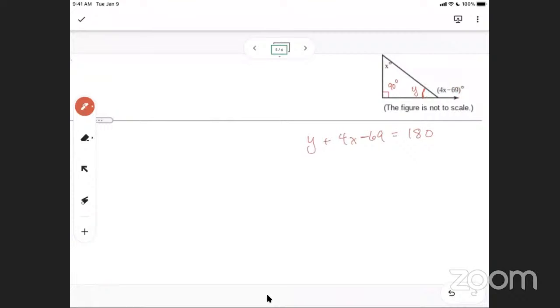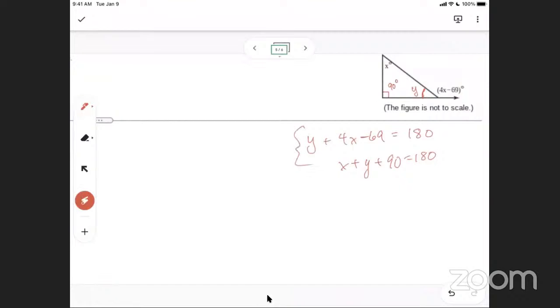Okay. Now, this is kind of a tricky problem. There's a couple ways you can do it. Do you remember in algebra when you did systems of equations? That's what ultimately you're going to have to do here. You could set this equation up, and then you could set up another equation: x plus y plus 90 equals 180. And then you can solve this by a system of equations. You could do that.